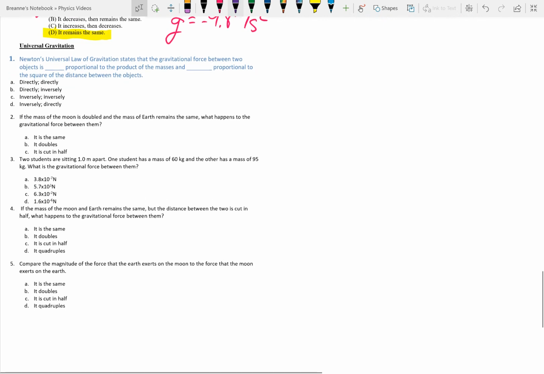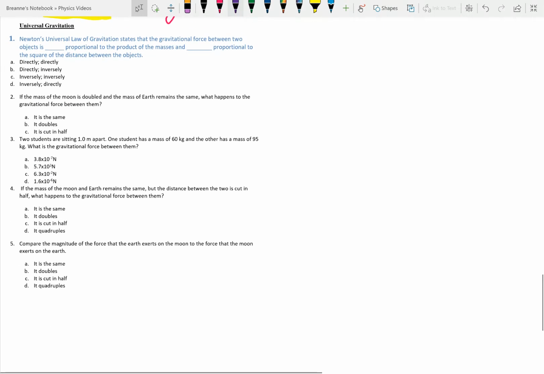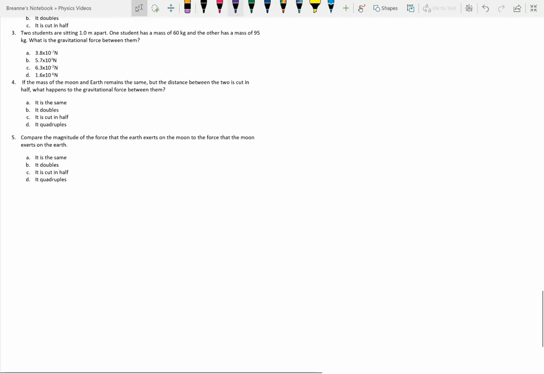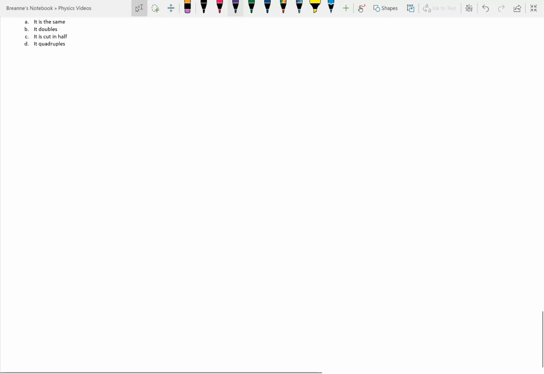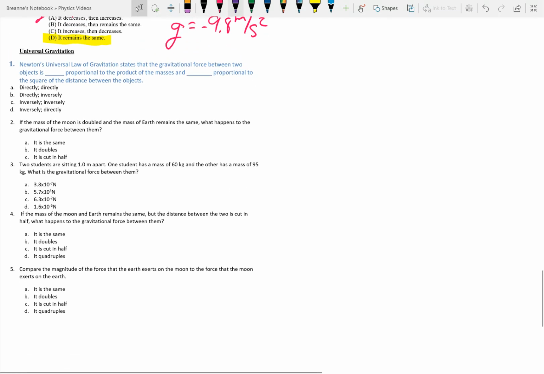Yay! So now we're getting to the universal gravitation part of our review. So we have a few multiple choices. So we have 5 multiple choices. Cool. Awesome blossom. I swore we had more than that.